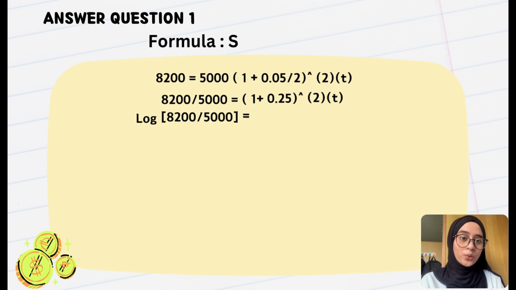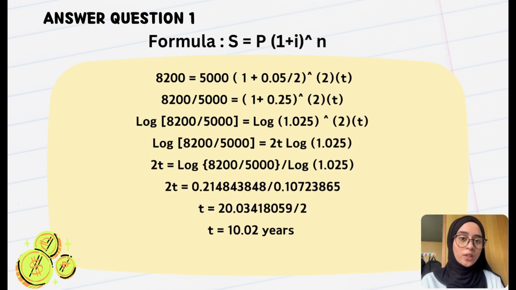Now, we need to use the compound interest formula, which is A equals P in brackets 1 plus R over N, raised to the power of NT. The values are substituted into the formula, which gives 8,200 equals 5,000 in brackets 1 plus 0.05 divided by 2, raised to the power of 2t. The equation is simplified and rearranged using logarithm to solve for t. The final calculation yields t equals 10.02 years.